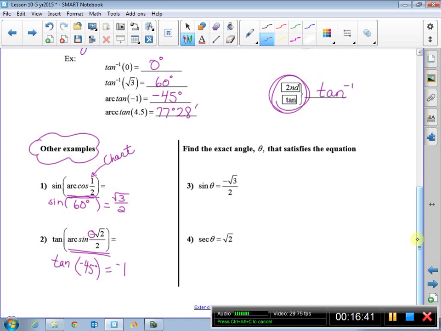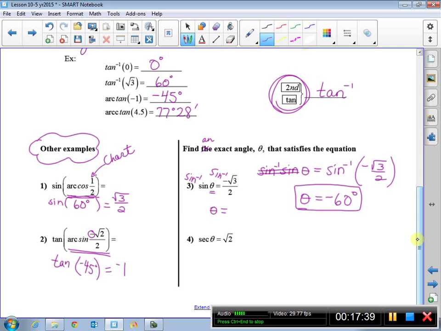All right, on the other side, number 3 and number 4. It says find the exact angle, or find an exact angle. I think I'm going to change that too. That satisfies the equation. So all along, when we need theta, we've been doing sine inverse on the left, because it gets rid of the sine in terms, and sine inverse on the right. We have negative square root of 3 over 2. So truly, we've already done these. Sine inverse, sine inverse. So then when we do sine inverse of negative square root of 3 over 2, your calculator tells you that is negative 60 degrees.